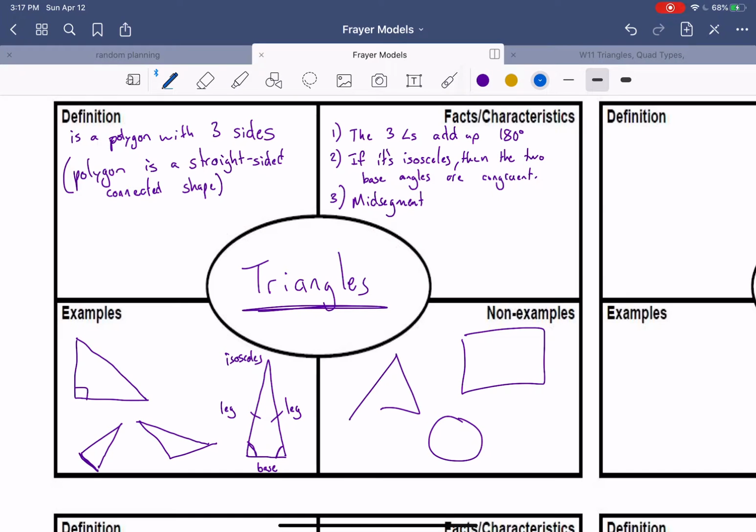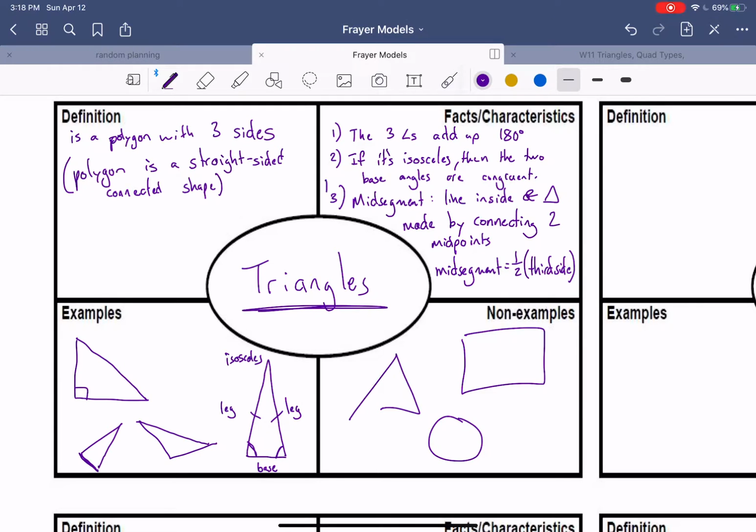So let's add that into our Frayer model. Mid-segment. Line inside of triangle made by connecting two midpoints. And our formula for it is mid-segment is equal to 1/2 of that third side. All right. So that is our triangles.